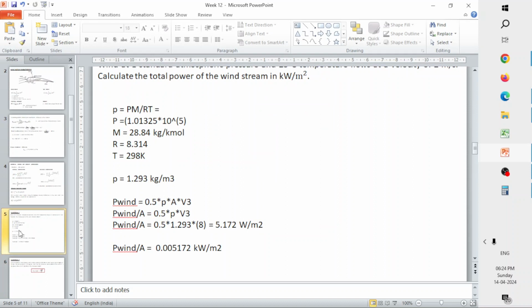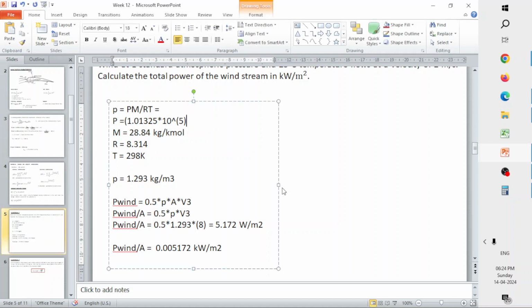But if it is not given, then you need to calculate using rho, which is nothing but PM by RT, and from there you will be able to calculate. I hope you know how this rho equals PM by RT comes. Let me just quickly brief that.